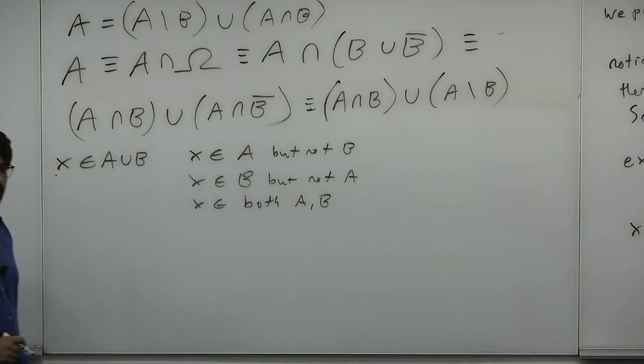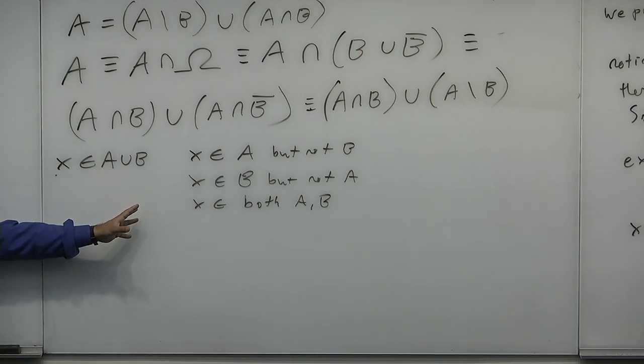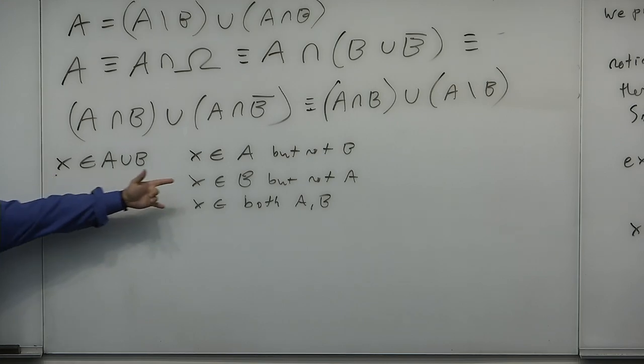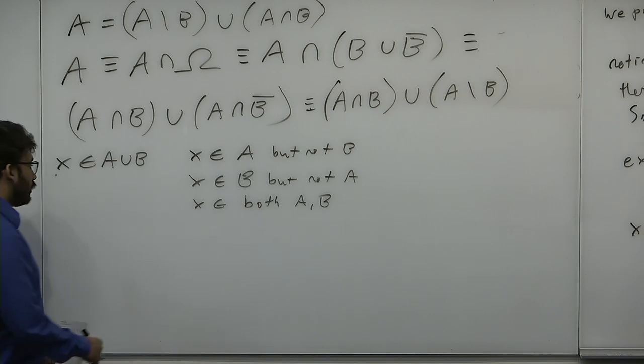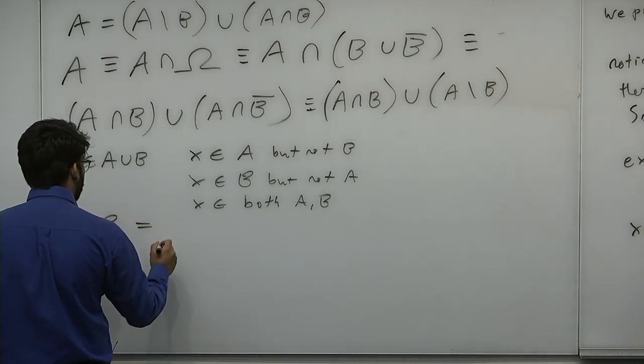So convince yourself, if X is some element of A union B, those are the only three possible cases. Not only are those the three possible cases, but exactly one of those is true for every X in A union B. No X can be in two of those cases at once. So these three cases partition A union B. So we can write A union B as a union of three things.